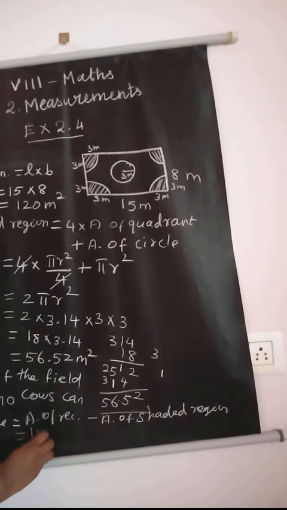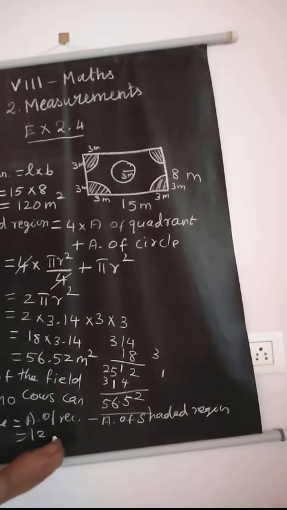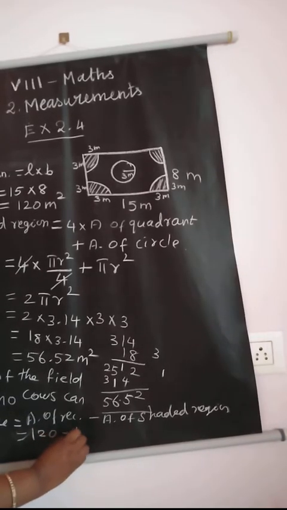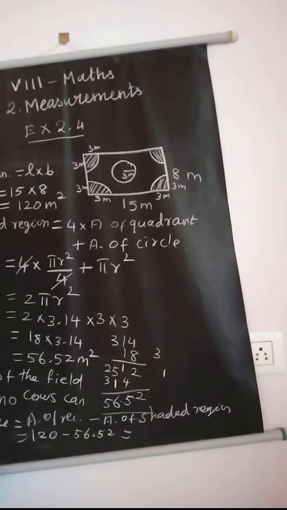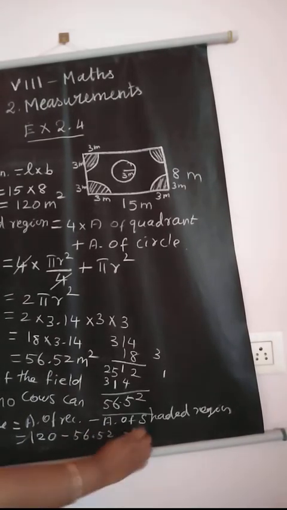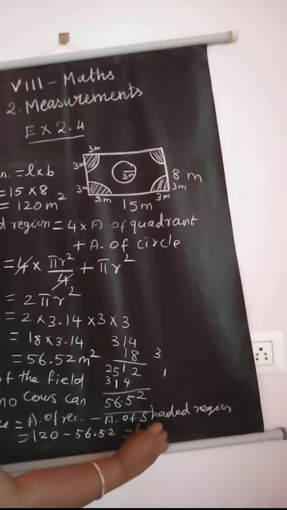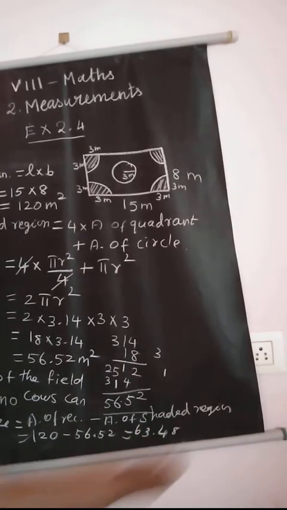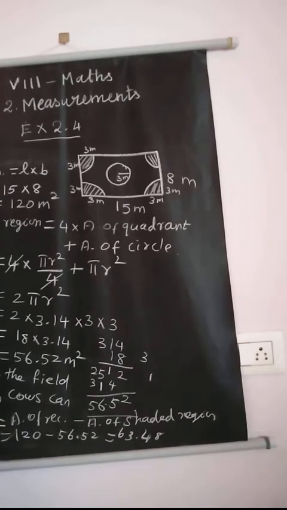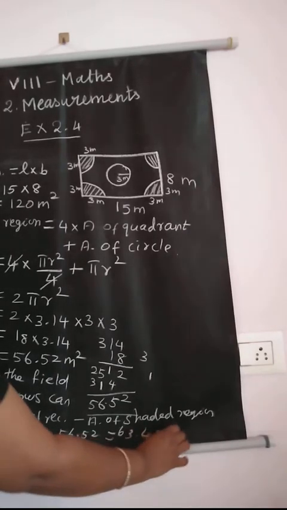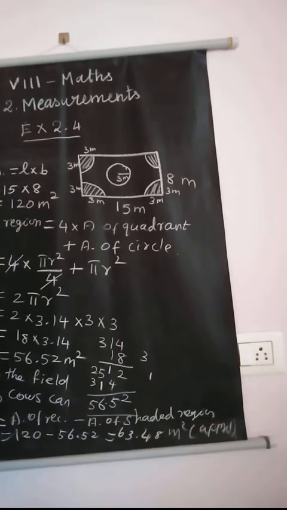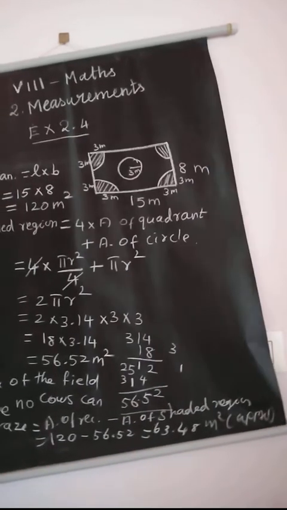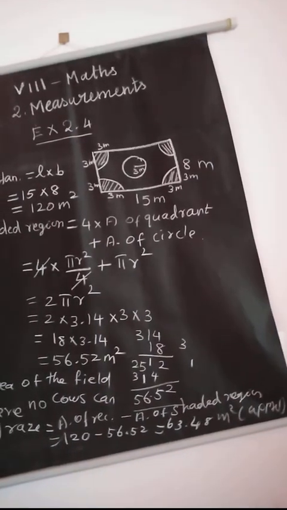Now 120 minus 56.52. Now subtract the value, we get 63.48 meter squared. Write in bracket approximately. This is the final answer for 6th question.